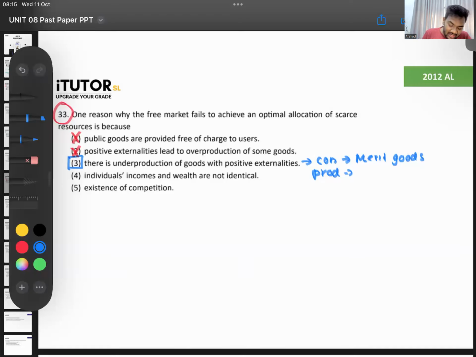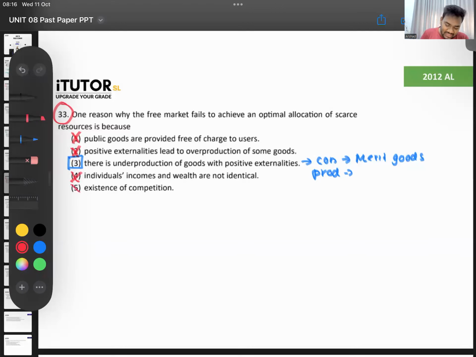Individuals' income and wealth are not identical. That is not really income inequality. They are saying income and wealth are not identical. So maybe you're earning 100,000 but your wealth is very low, or you're earning 50,000 but you have property and all your wealth is high. That's again not really inefficiency in resource allocation.